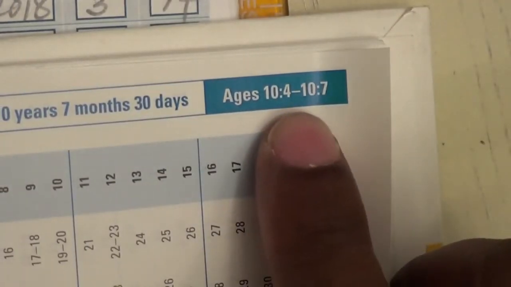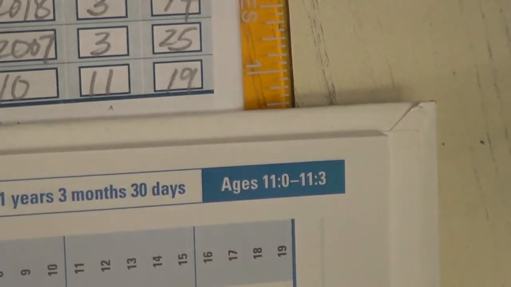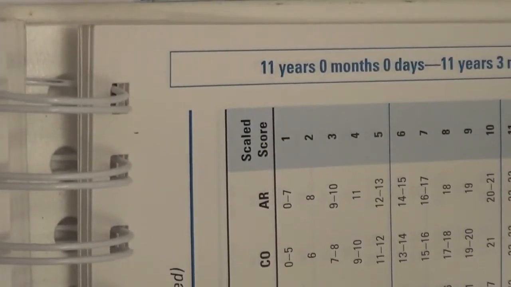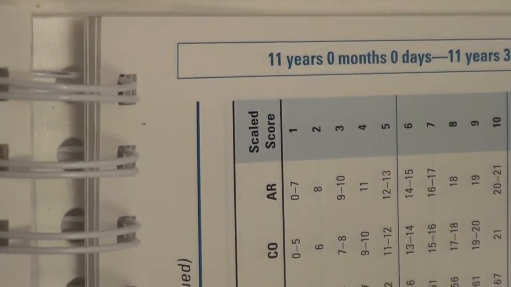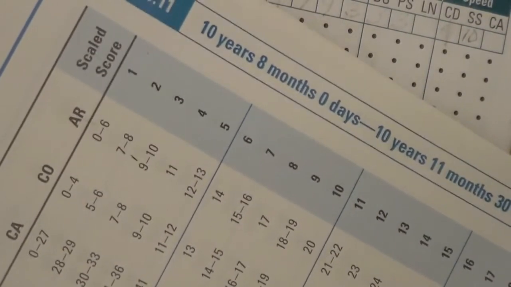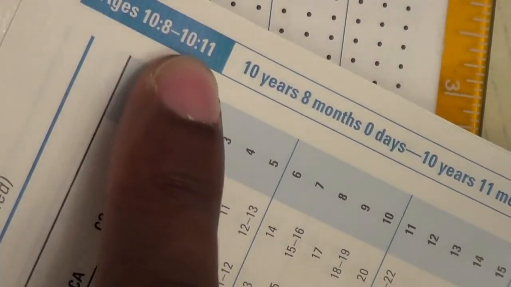So 10 years, 4 months, 7 days. So that's 11. So it looks like it's here. I don't know why it says 11. Oh, wait a minute. Okay, so 10 years, 8 months through 10 years, 11 months. So this is the right one. This is the one we need to have. As you can see here, 10 years, 8 to 10 years, 11.